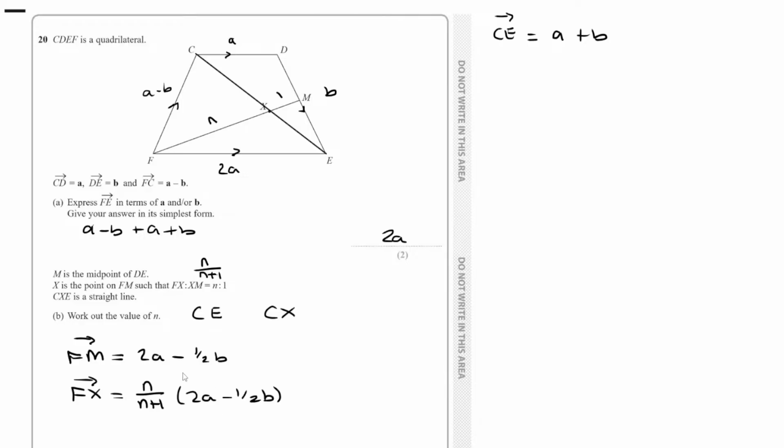Now the reason why I want that is because now I've incorporated the letter that I'm looking for in one of my vectors. So C to X would be, we're going the wrong way down this line. Be careful if you're going the wrong way. So that's negative A minus B plus, just make sure you can see what I'm writing, n over n plus 1 times 2A minus a half B. Now if you write both of these or any 2 vectors that are related to this line, you get 2 marks. You could stop at this point and go, great, I've got half marks.